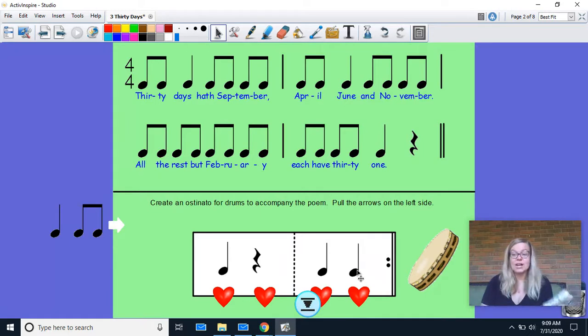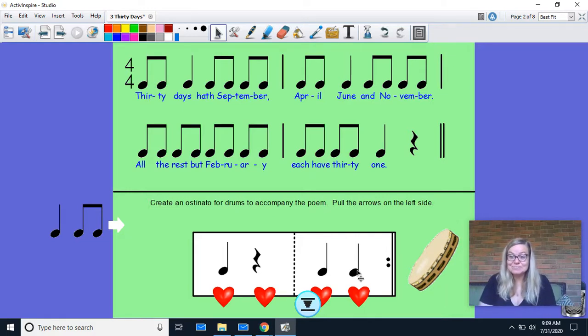Ta, ta, ta. Now, while I say the poem, I want you to clap that ostinato. You do not need to say the poem at the same time. I want you to focus on one or the other. For this first time, just focus on that ostinato. You're going to repeat it over and over while I say that poem. Ready, go. 30 days hath September, April, June, and November. All the rest but February each have 31.